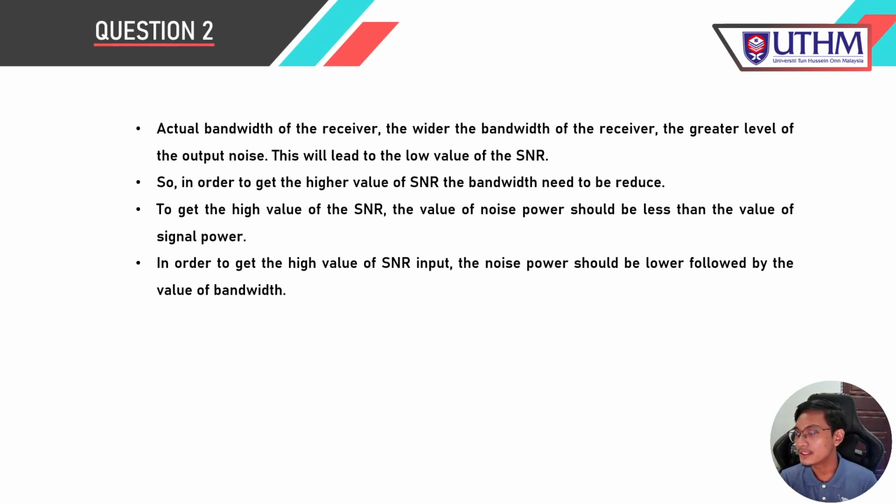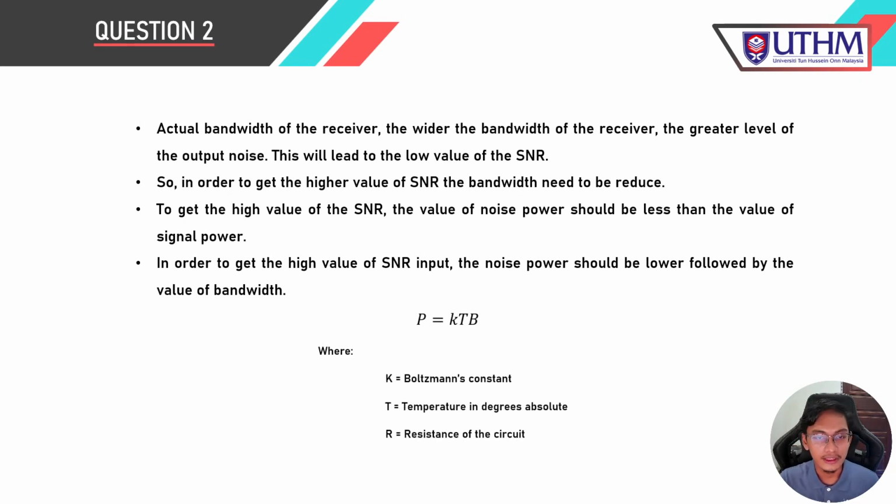Based on the formula, the relationship between noise power and bandwidth is directly proportional. So this is the formula, which is power equal to K, which stands for the Boltzmann constant, T is the temperature in degrees absolute, and R is the resistance of the circuit.